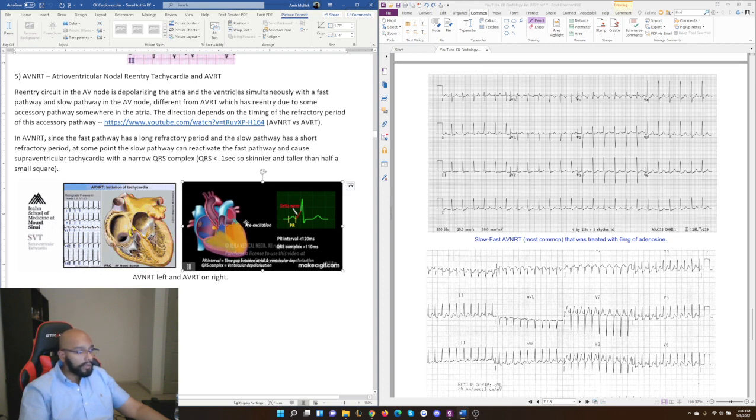In this image here, what you're seeing is the AVRT. You see now you have two sources that are causing the ventricles to contract. And you end up getting something called the delta wave, which should ring a bell for Wolff-Parkinson-White syndrome. Right? Wolff-Parkinson-White syndrome is a type of AVRT, but it's got its own case scenario. What's different here compared to AVNRT is that there's no loop in the node.